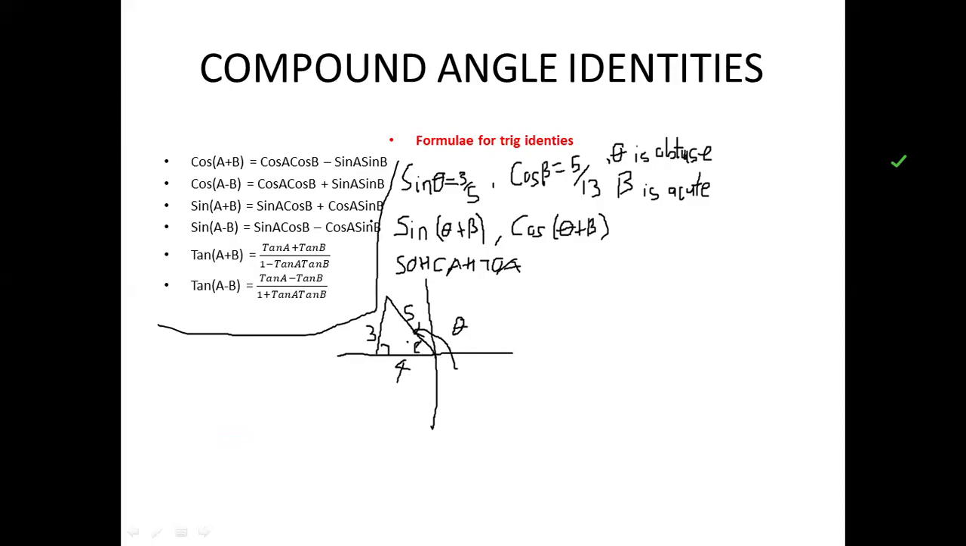So to find sine theta plus beta, we shall use this part: sine theta plus beta gives us sine theta cos beta plus cos theta sine beta. We have our cos beta, but we don't have our sine beta. So let's first find sine beta.